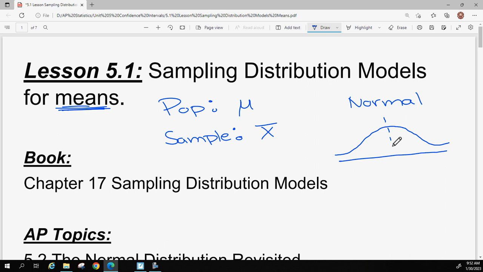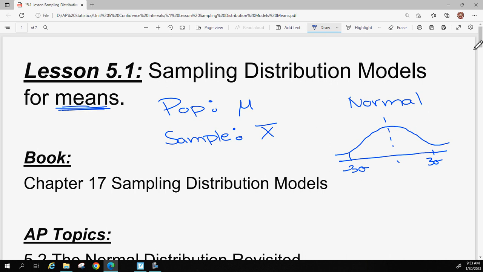And that distribution was symmetric on both sides, and we talked about that the majority of the data points on this distribution were between 3 standard deviations to the left and 3 standard deviations to the right. And we used that to find some probabilities, and we also used probabilities to reverse engineer data points. But those data points on the normal model we've been talking about were just that. They were just individual data points.